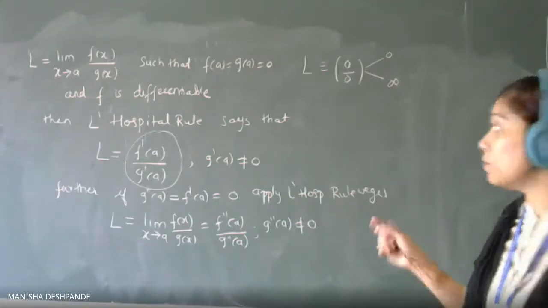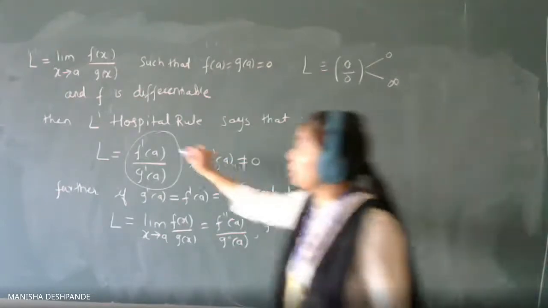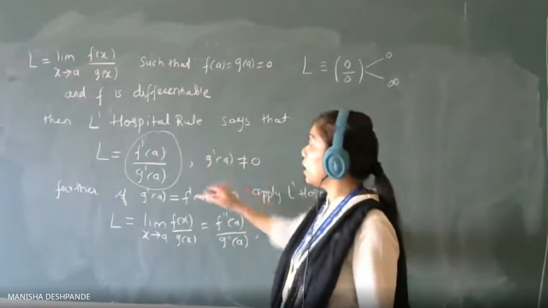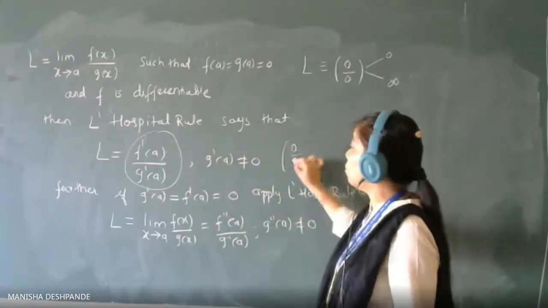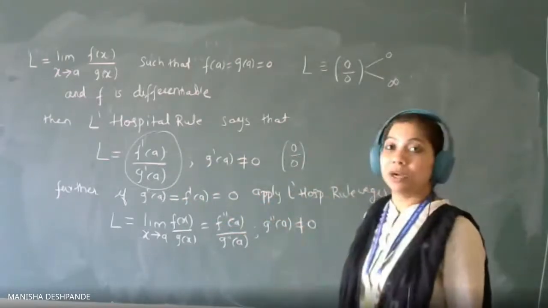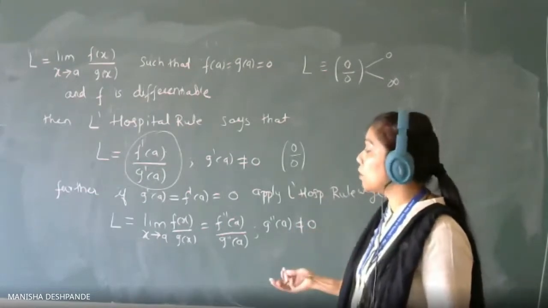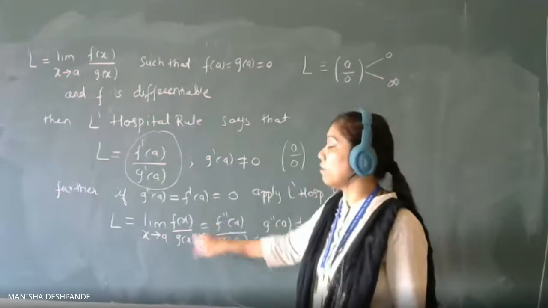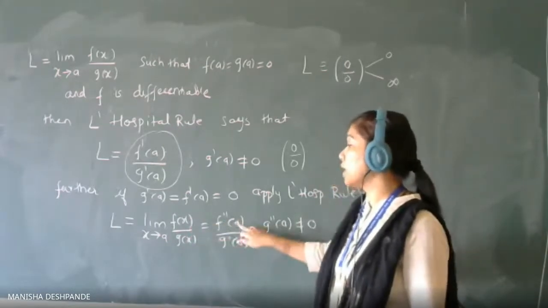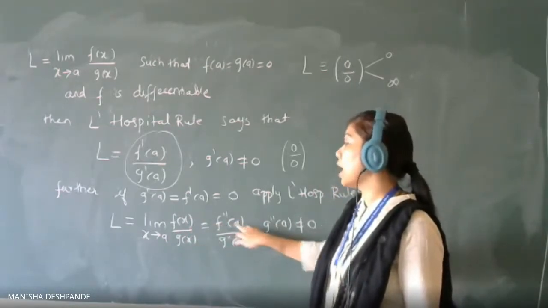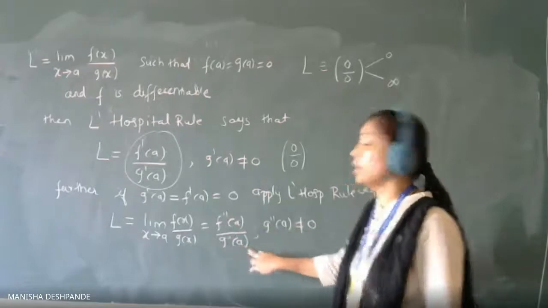Now, suppose further that f dash and g dash are both 0. Again it will take the same form 0 by 0, so it is indeterminate. So again we will apply L'Hospital rule. What do you mean by applying L'Hospital rule again? Take the second derivative of f and g and then put x equal to a. You will get the answer f double dash of a upon g double dash of a.